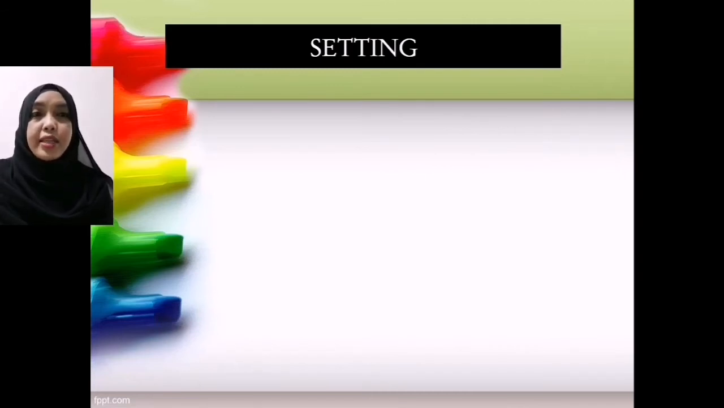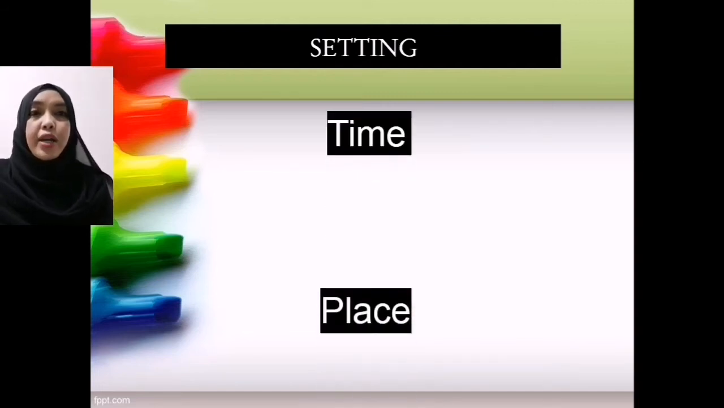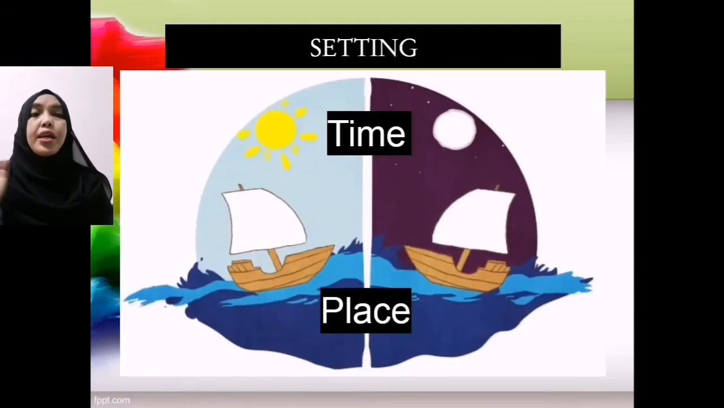For the setting, we have two different parts. The first one is time and the second one is place. The time, maybe afternoon, Monday, Sunday, evening. And about the place, can you give me examples of places? Library, school, market. And you need to look at the pictures. Where are they? And what about time? When did you go to school?